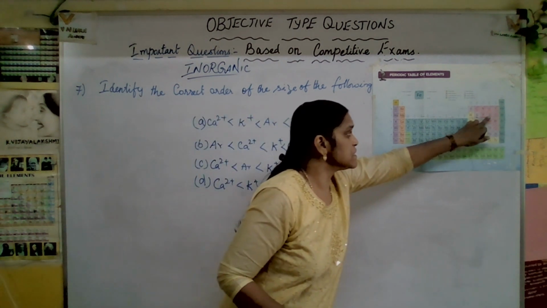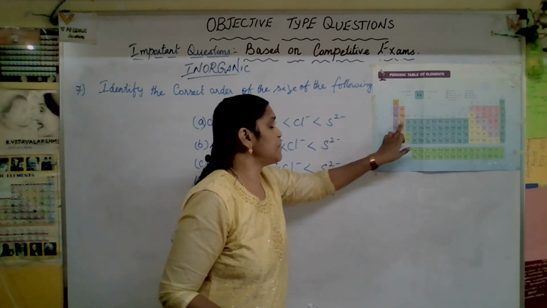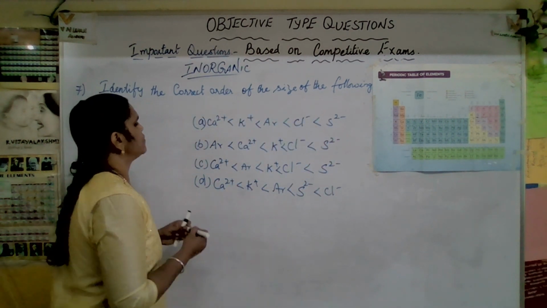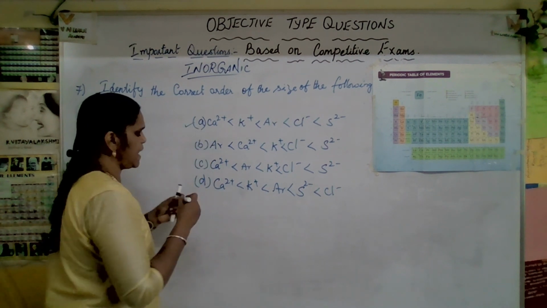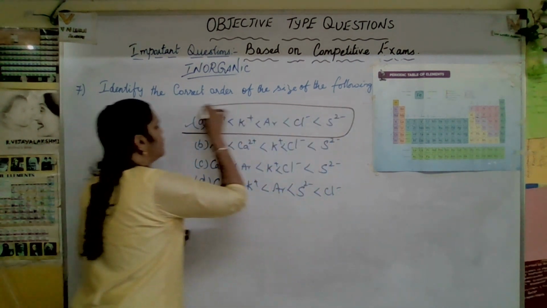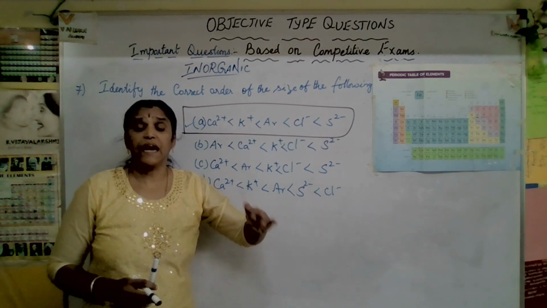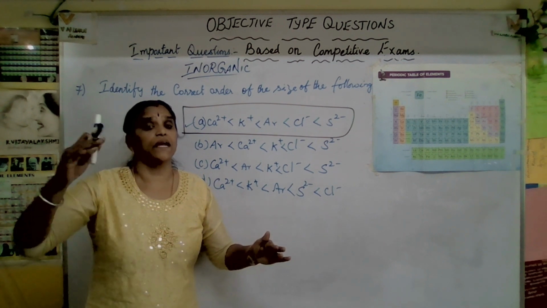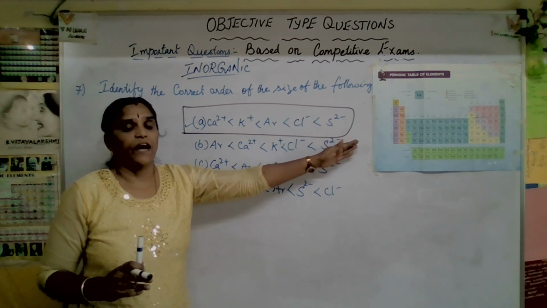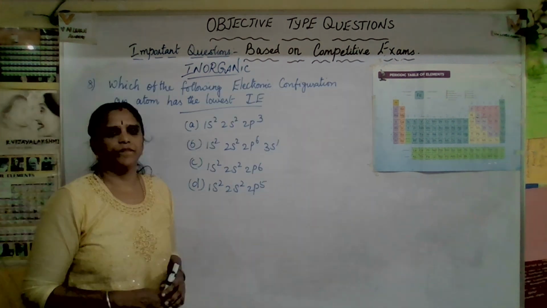So here, sulfur, Cl, argon, potassium and calcium. So the option will be A. A is the correct option. I hope you got a clear idea. The main idea is that ionic radii decrease as atomic number increases. I hope you got a clear idea. Okay, come on, let us go for the next question.